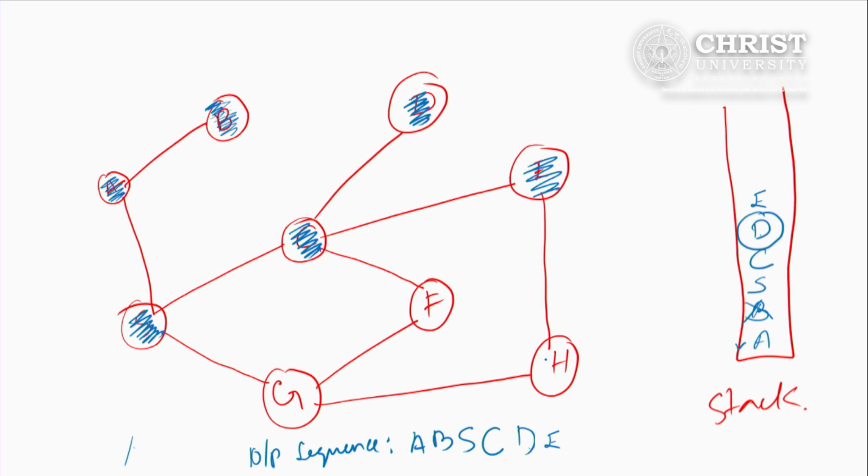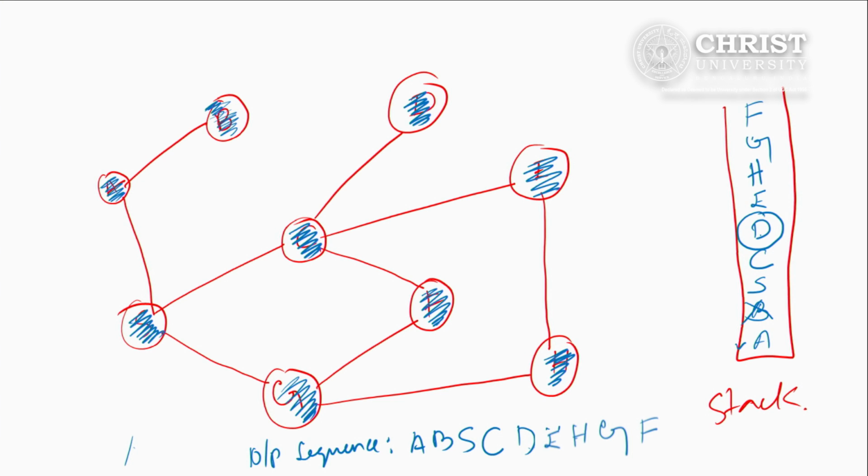E has H as the adjacent element, which is unvisited. We will push it to the top of the stack, add it to the sequence, and mark it as visited. H has G, so we will push it to the top of the stack, add it to the sequence and mark it as visited. At last, we have F, we will push it to the top of the stack, add it to the sequence and mark it as visited.